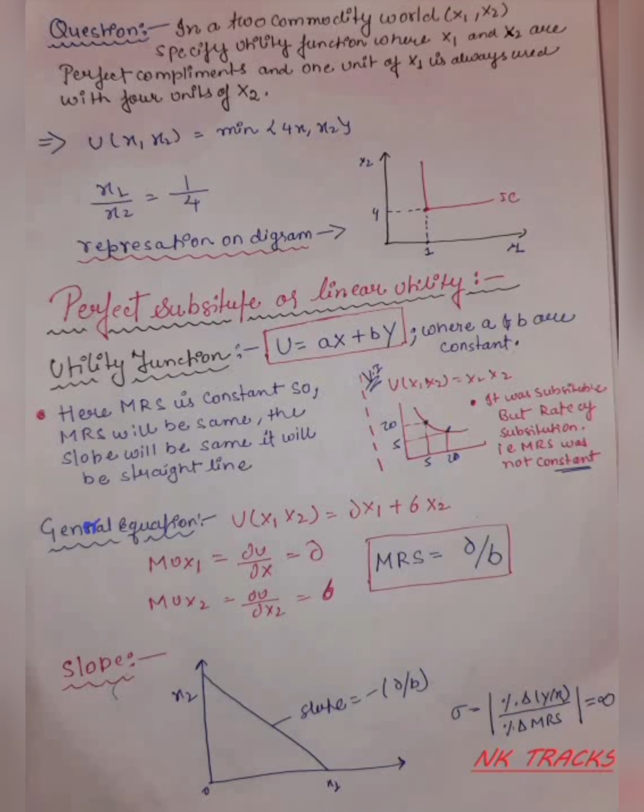In the question it is given, in a two commodity world where x1 and x2 specify a utility function. So we have to specify a utility function where x1 and x2 are perfectly complement, and 1 unit of x1 is always used with 4 units of x2. So firstly we have to write a utility function. So how will we write a utility function? The utility function could be written as u(x1, x2) is equal to min 4x comma x2.